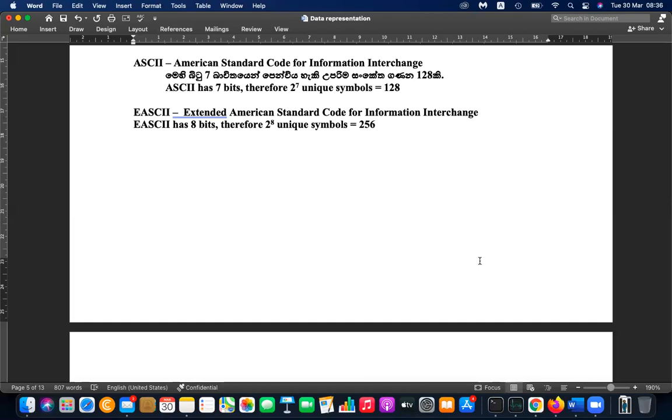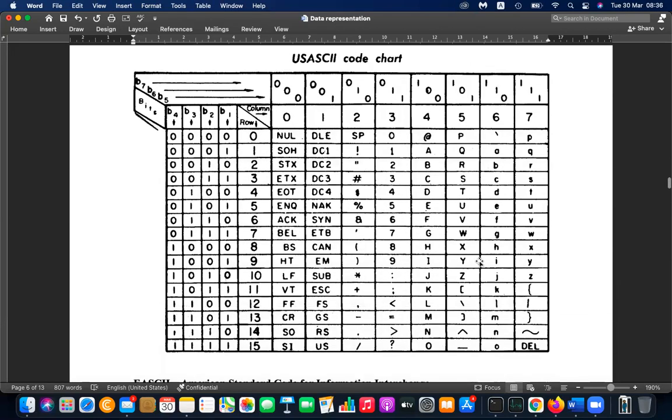So then the ASCII table, this is how it's read. Please note, this is how ASCII is read. It's taken from this side first. So letter A is read as 100, then 0001. So 100 0001, and the value in hex is 41.